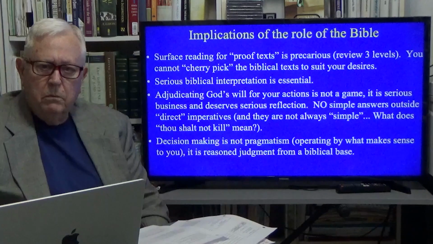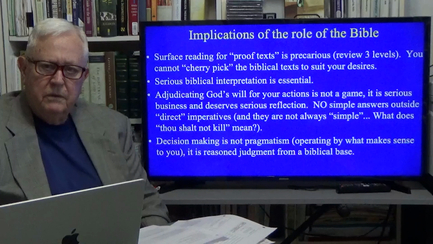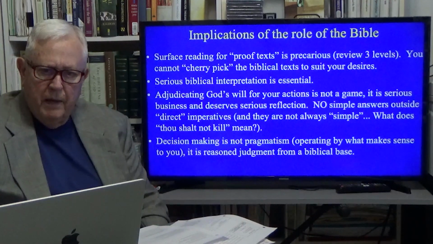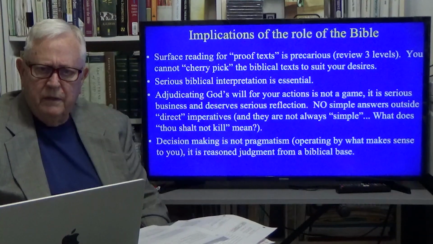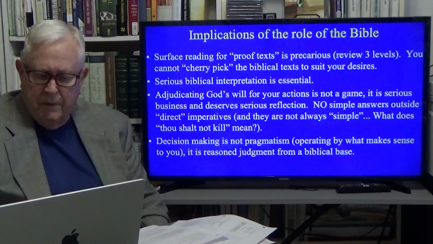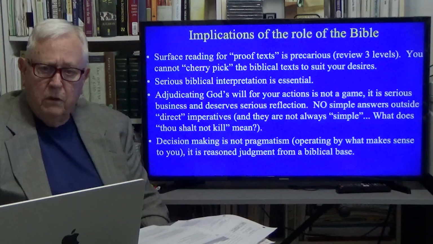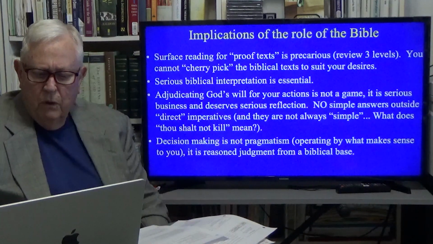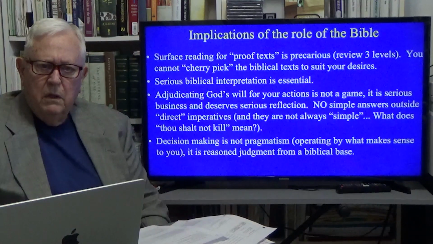There's no simple answers or instructions outside direct imperatives. When the Bible gives you a direct command, a direct imperative, and yet even those, love your neighbor, that has to be defined. Love God, that's going to be defined. And so consequently, even the simplest command may have a lot behind it. We talked about thou shalt not kill. Thou shalt not lie. We talked a little bit about that. So commands are to be followed, but sometimes we even have to deal with the deeper meanings of the commands themselves.